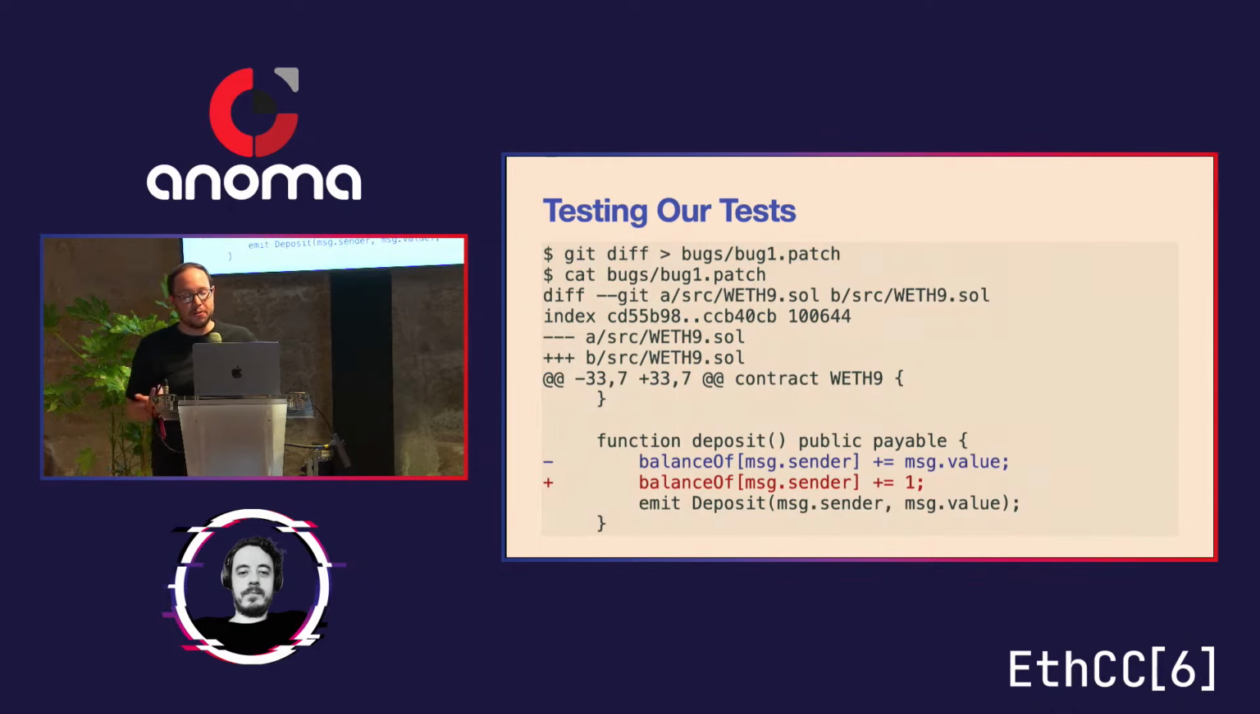And so a technique I like to use here sometimes is to save some bugs in the contract under test as git patch files in the repo. And then you can reapply them from time to time, double check that the test suite still works as expected. This is kind of a quick and dirty mutation testing framework.